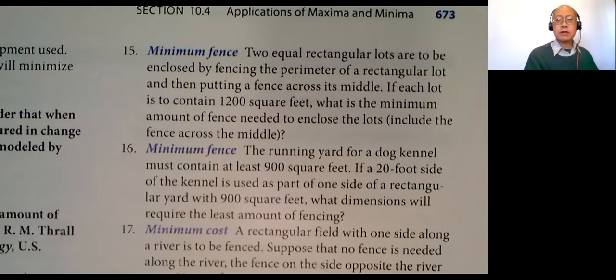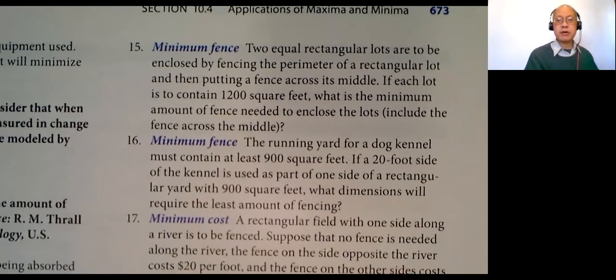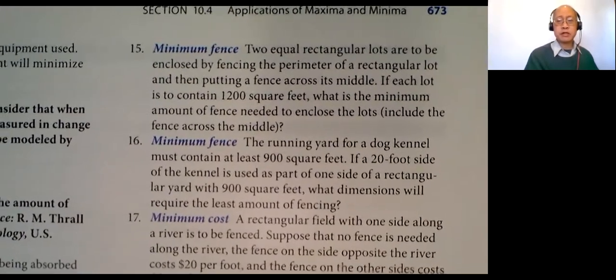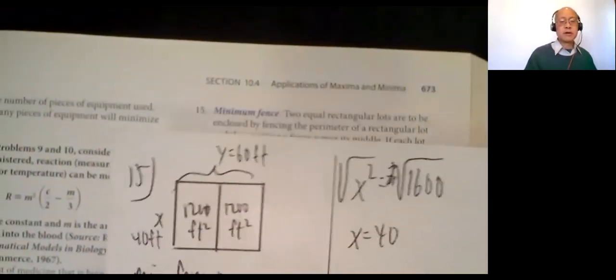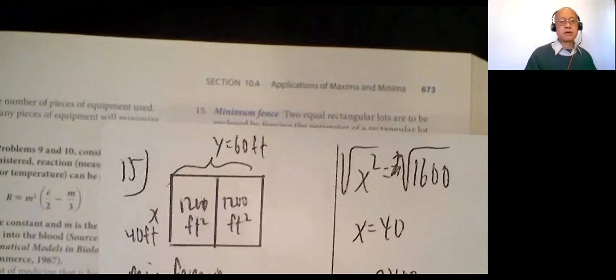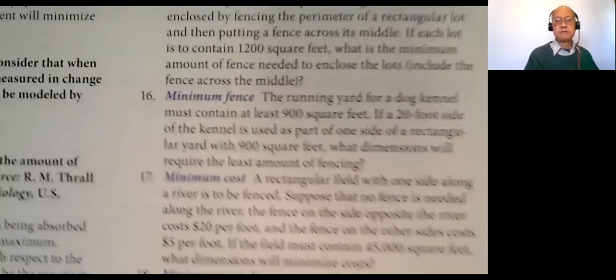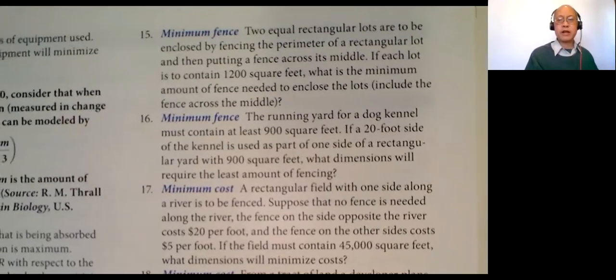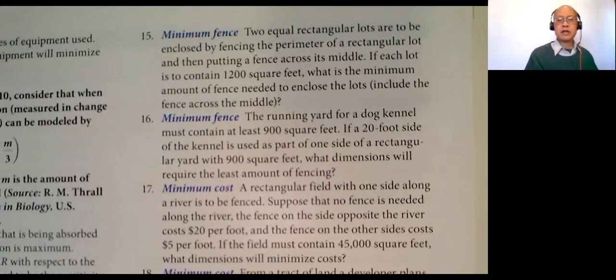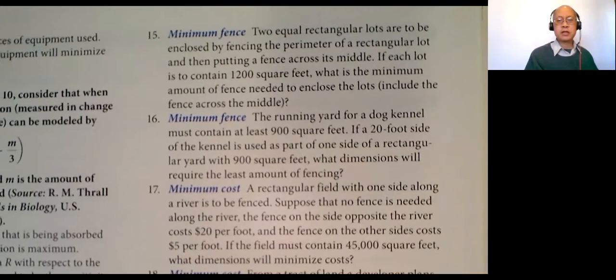Two equal rectangular lots are to be enclosed by fencing the perimeter of a rectangular lot and then putting a fence across its middle. So there's my picture. If each lot is to contain 1,200 square feet, what is the minimum amount of fence needed to enclose the lots? Include the fence across the middle.